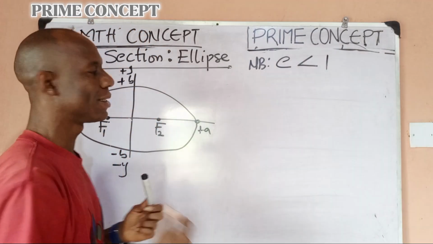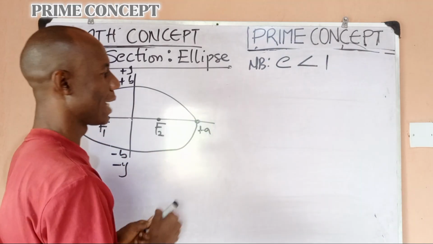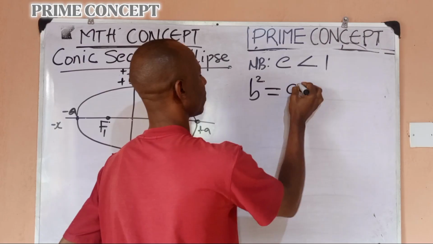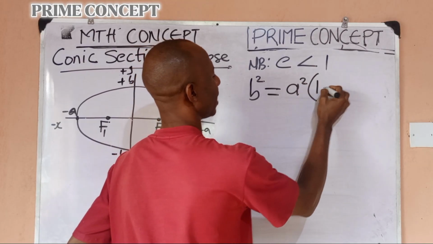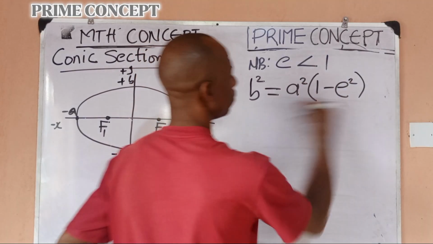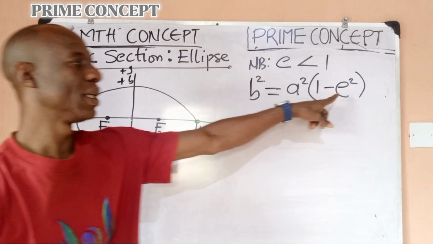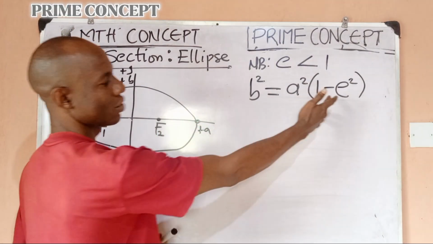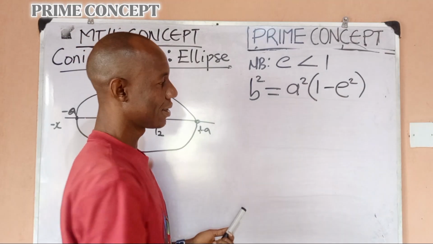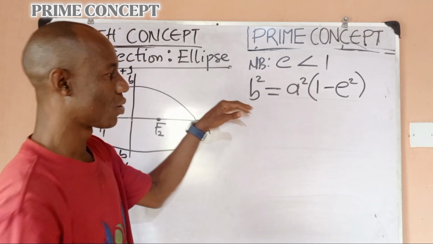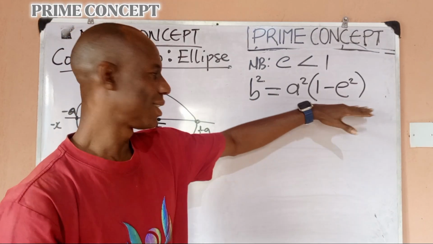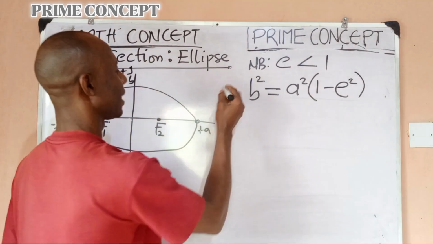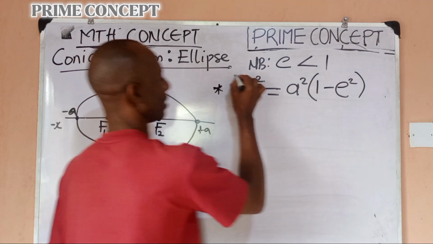Now, how do we find the eccentricity for an ellipse? You take note of the equation b squared equals a squared times (1 minus e squared). With this equation, we can always determine the value of eccentricity for a conic. I can decide to make e the subject, but then there's no point. Once you can remember this equation, it's easier to remember in this form than to make e the subject. So this is how we can find eccentricity.